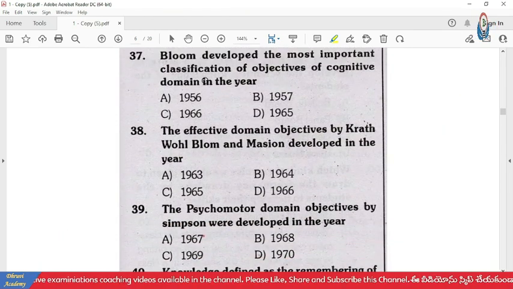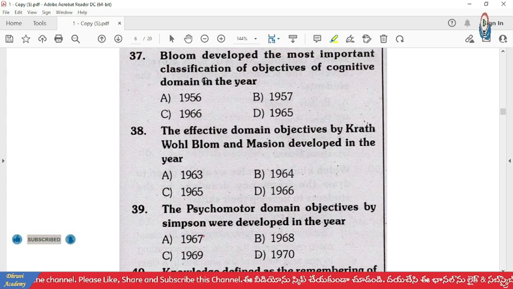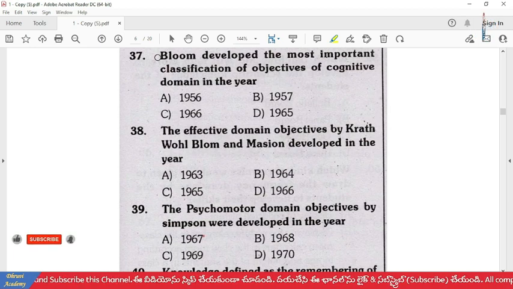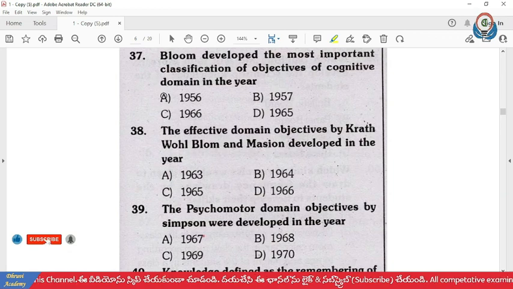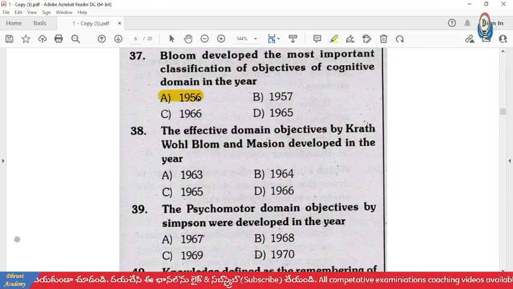Bloom developed the most important classification of objectives of cognitive domain in the year: A 1956, B 1957, C 1966, D 1965. He developed the most important classification of objectives of cognitive domain in the year 1956. That is the right answer.